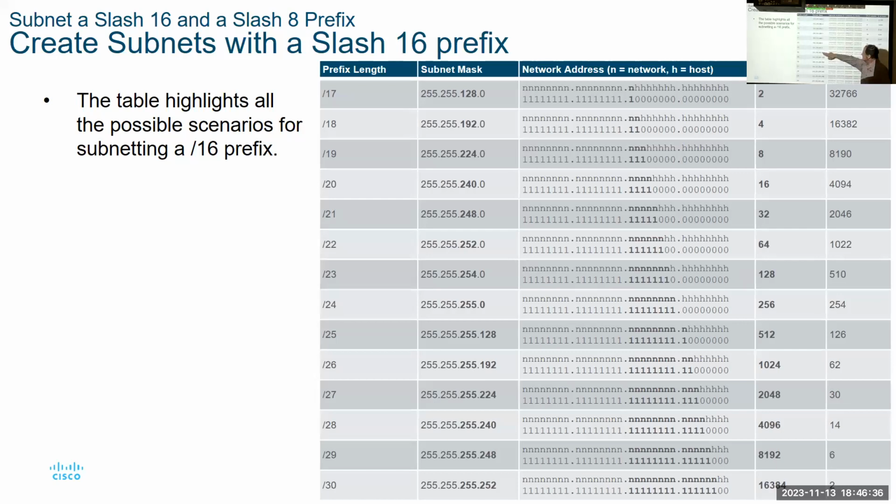And if it's not a 255, anything less than a 255 will always be the last non-zero value. In other words, you'll never see 255.252.255. Okay, that's illegal. Because a subnet mask is always going to be binary 1s followed by binary 0s. There'll never be 0s and 1s intermixed. There'll always be 1s followed by 0s.